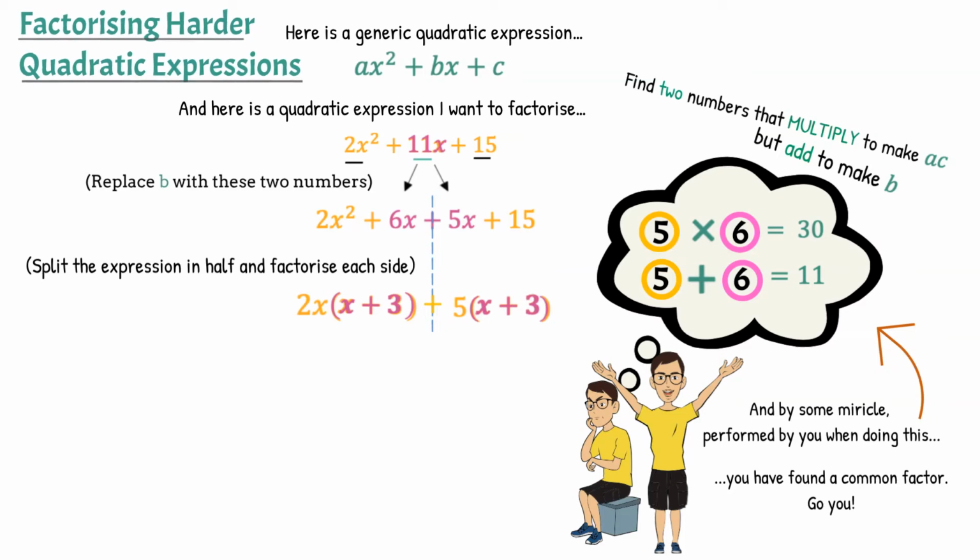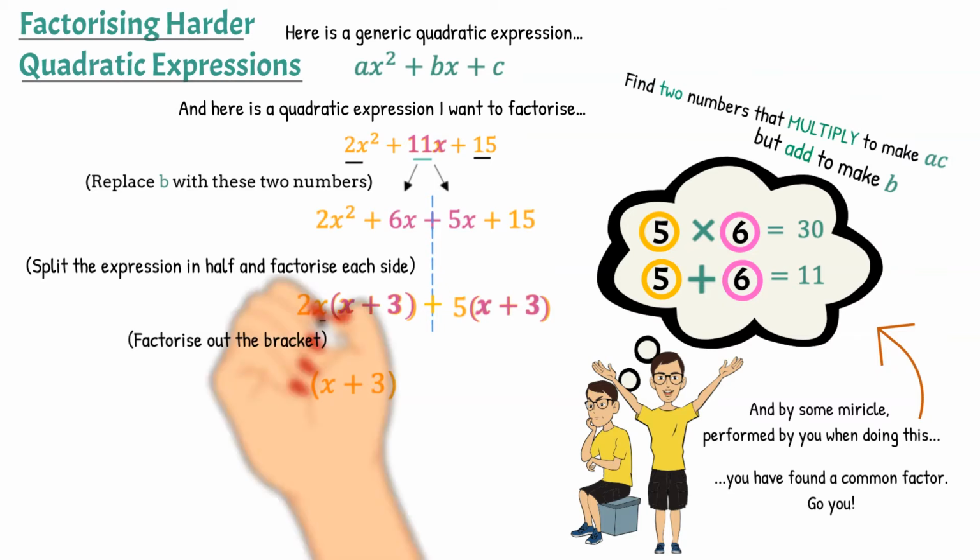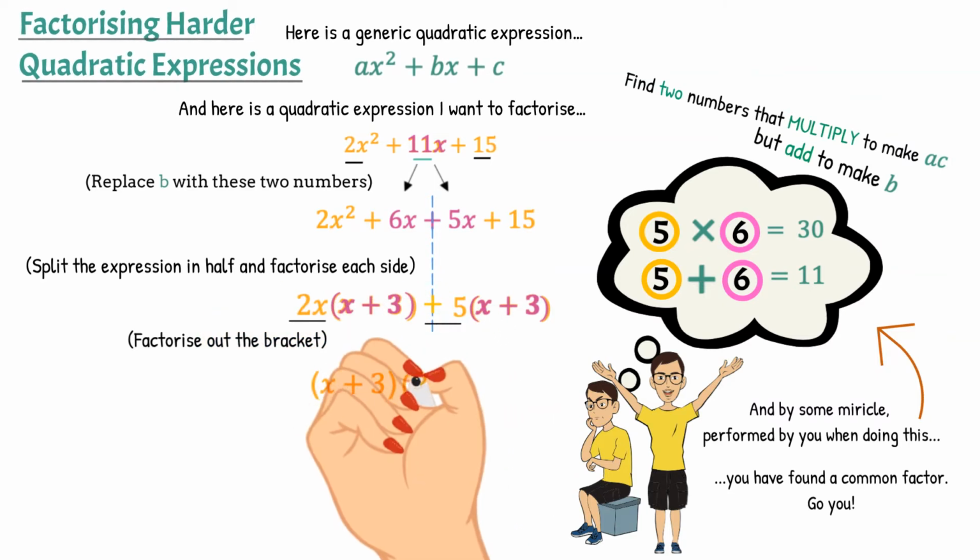This will work every single time. If you follow the previous steps correctly, your brackets will always be the same. And then you can just factorize out that bracket. So there's my x plus 3, and I'm left with 2x plus 5. I put that into a second bracket, and I have factorized my quadratic.